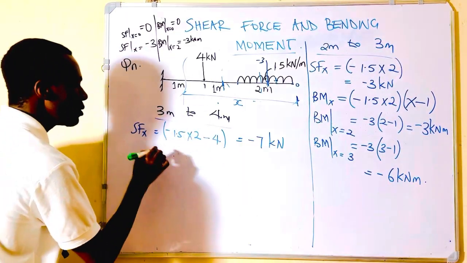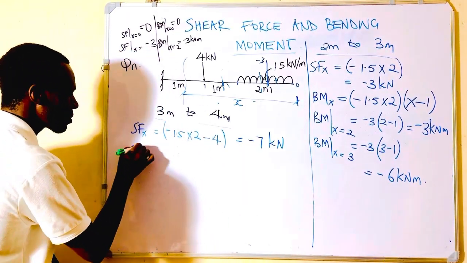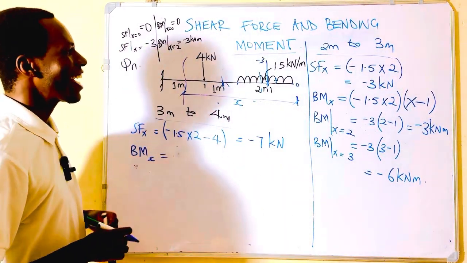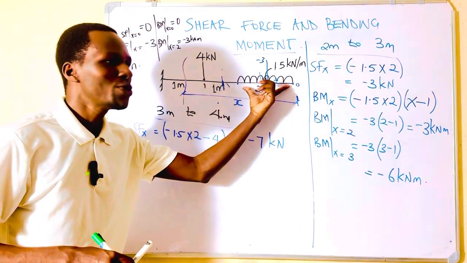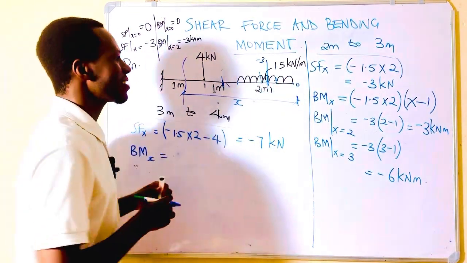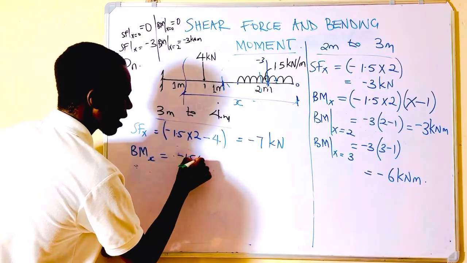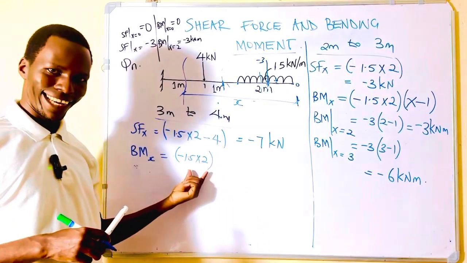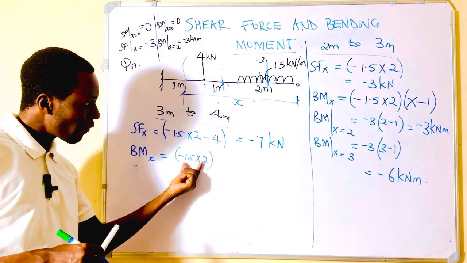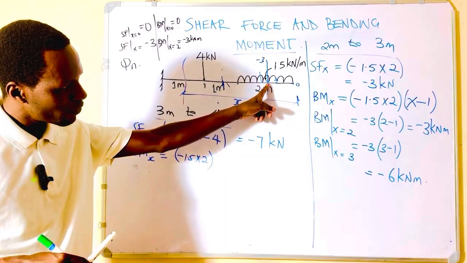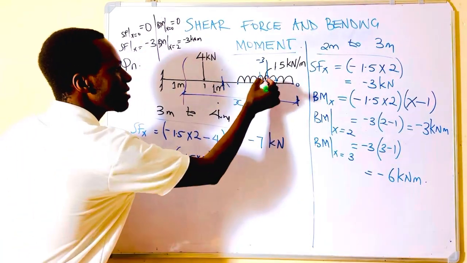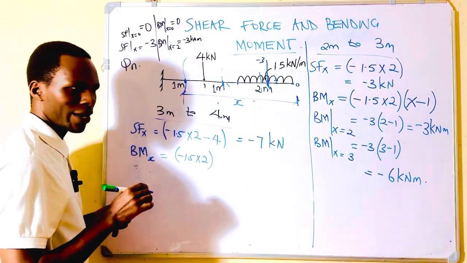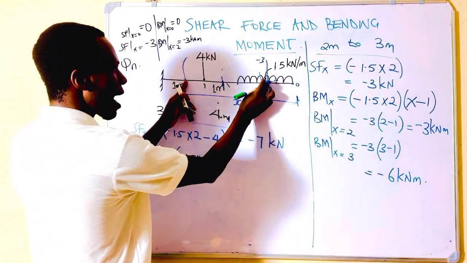So allow me to take you to the bending moment within this same span. Bending moment in terms of x, what will it be? I have a UDL, so a UDL is minus 1.5 times 2. This is the value of the UDL in terms of concentrated load, point load. Since now this is a force, it is acting at the center of this. What is the perpendicular distance from where it is acting up to where I've cut the beam?